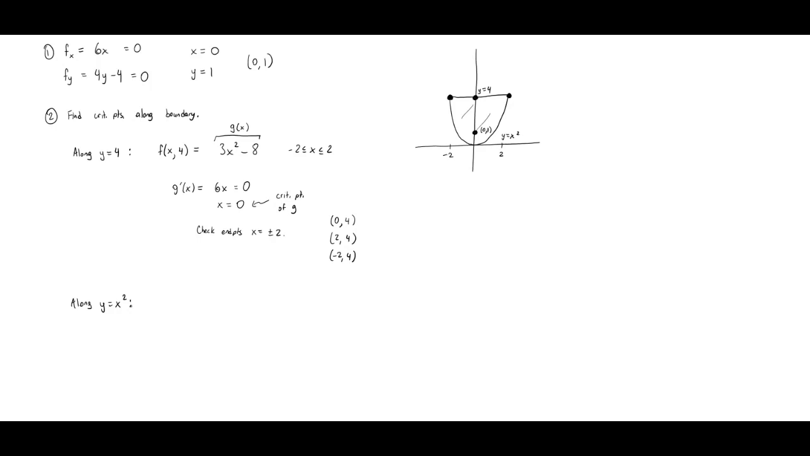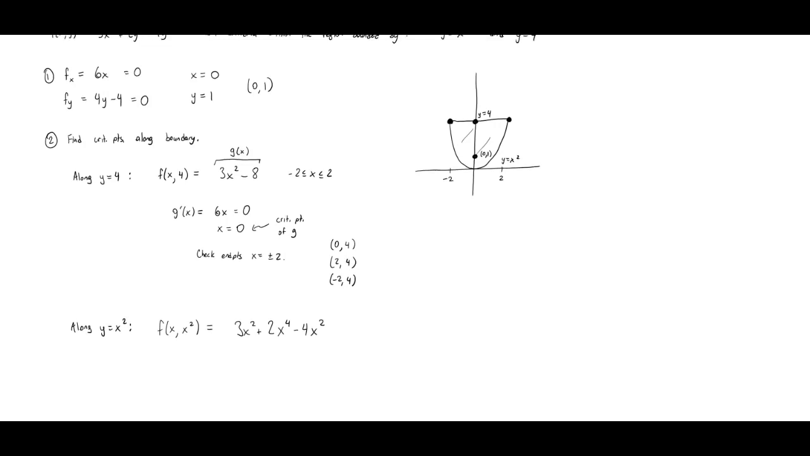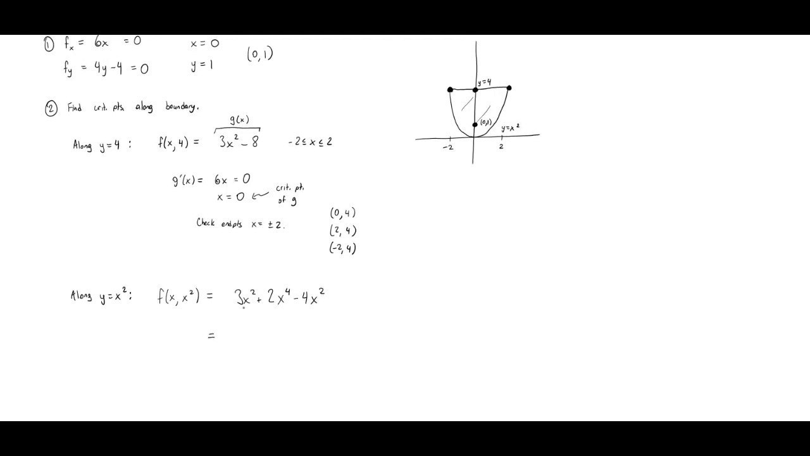So this time I'm going to plug the equation of my boundary into my function. So replace y with x squared. And here's my function. So 3x squared plus, okay, so y squared is now going to be x to the 4th power. And then we have minus 4y, so minus 4x squared. So I can combine these two. So it's 2x to the 4th minus x squared. So now I've got a function of one variable.